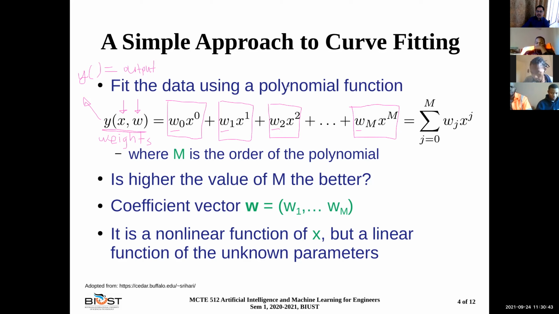So in this case, what about the constant value? Well, strictly speaking, it is not, because it is only one term. I mean, for example, if y of x and w is a function where you only have w0, it's a constant value. Is that a polynomial function?